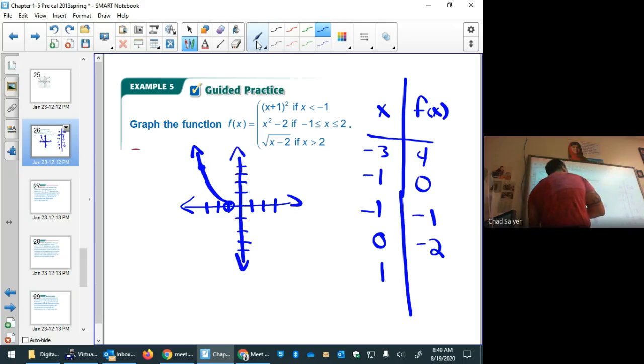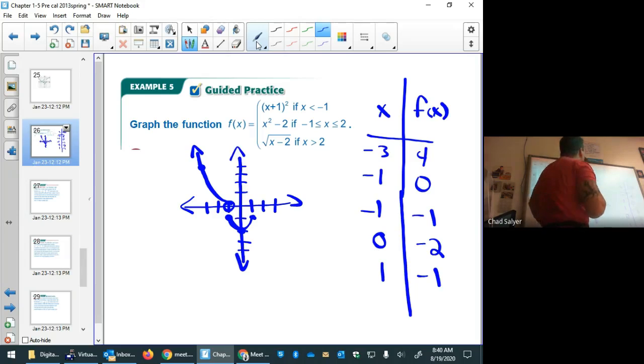And then 1 squared is 1. Minus 2 is negative 1 again. So negative 1, negative 1. So this, and it's a closed dot this time. 0, negative 2. 1, negative 1. So this little horseshoe shape down here is from that middle part.